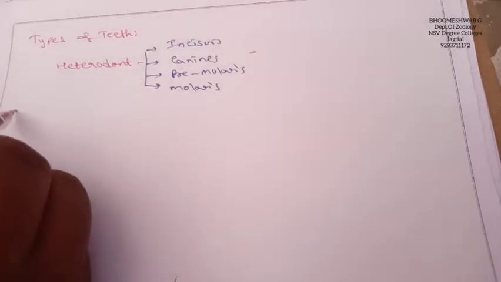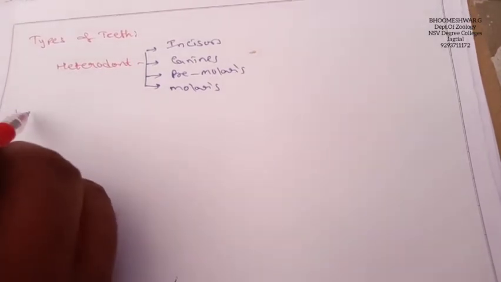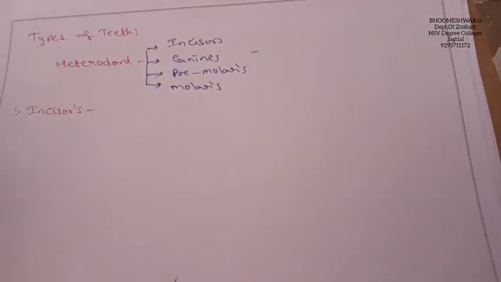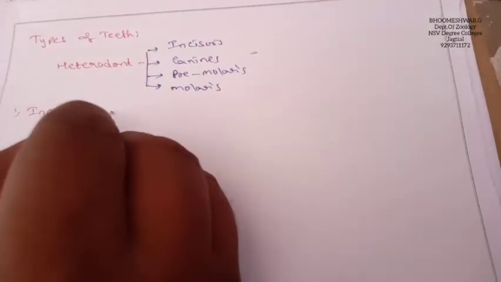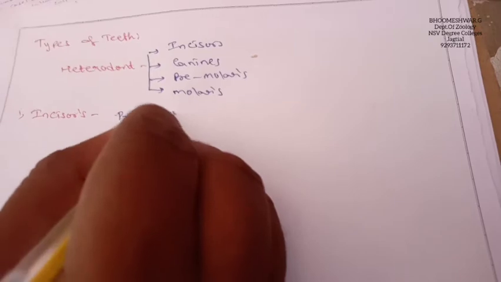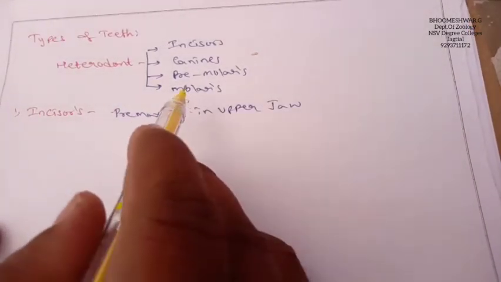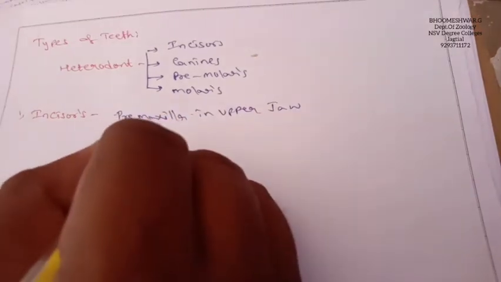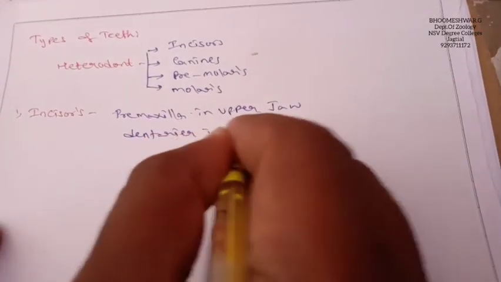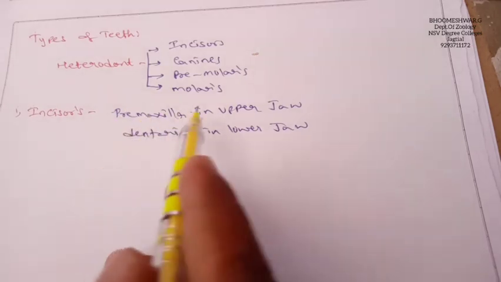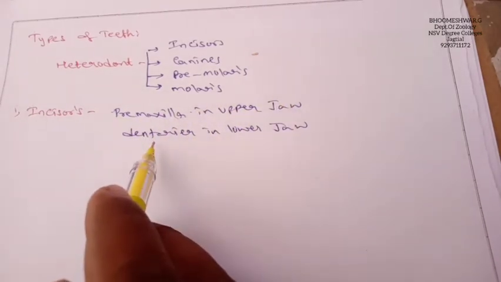Okay, now we discuss the first type of heterodont teeth, which is called incisors. These incisors are situated anteriorly on the premaxilla in the upper jaw, and at the same time they are also located at the tips of the dentaries in the lower jaw. So that is the location of incisors: anteriorly on the premaxilla in the upper jaw, as well as the dentaries in the lower jaw.